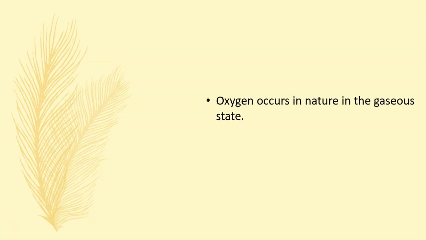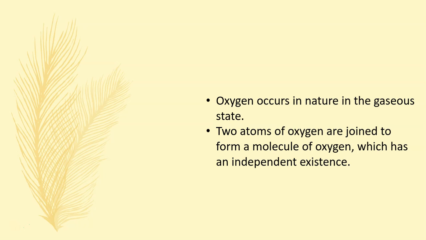Now let's take an example of oxygen. Oxygen gas. Oxygen occurs in nature in gaseous state. Oxygen is an element. Two atoms of oxygen are joined to form a molecule of oxygen, which has an independent existence. That means the smallest unit of that particular oxygen will be a molecule of oxygen.